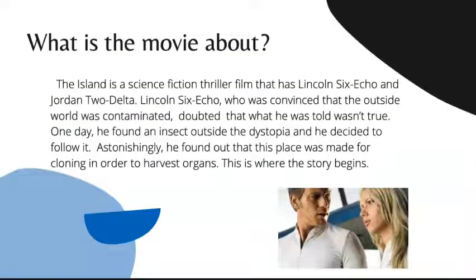Let me tell the short story of this movie. The Island is a science fiction thriller film that has Lincoln Echo and Jordan Delta as the main characters. Lincoln Echo, who was convinced that the world was contaminated, doubted that what he was told was true. One day, he found an insect outside the dystopia and decided to follow it. Astonishingly, he found out that this place was made for cloning in order to harvest organs. This is where the story begins.